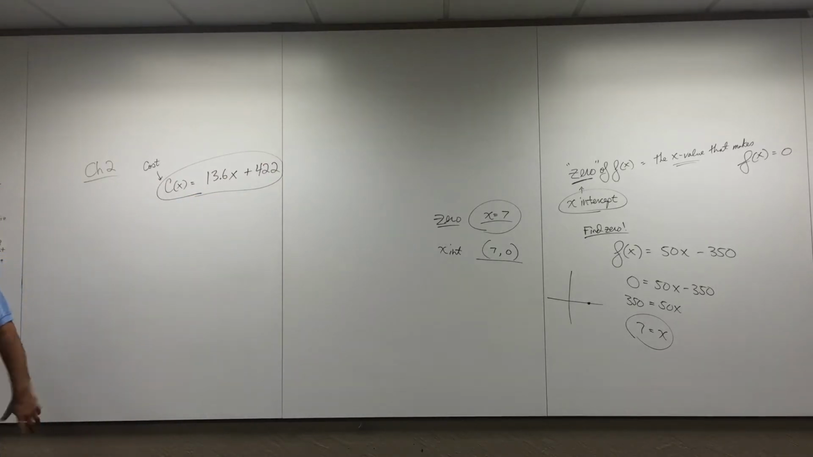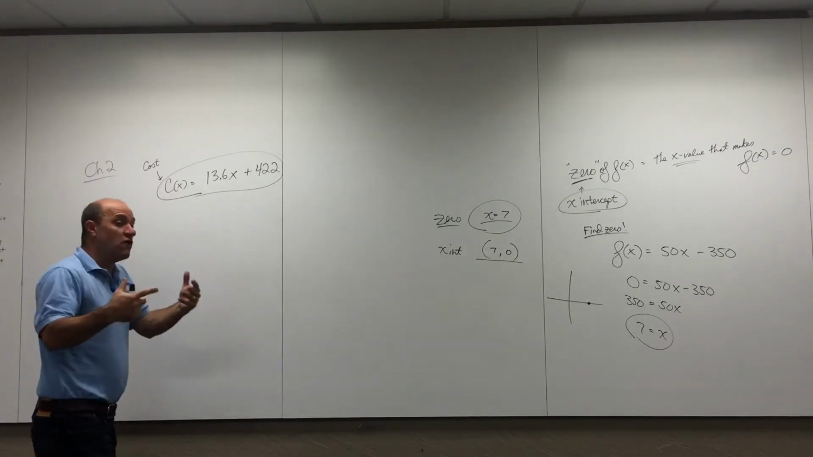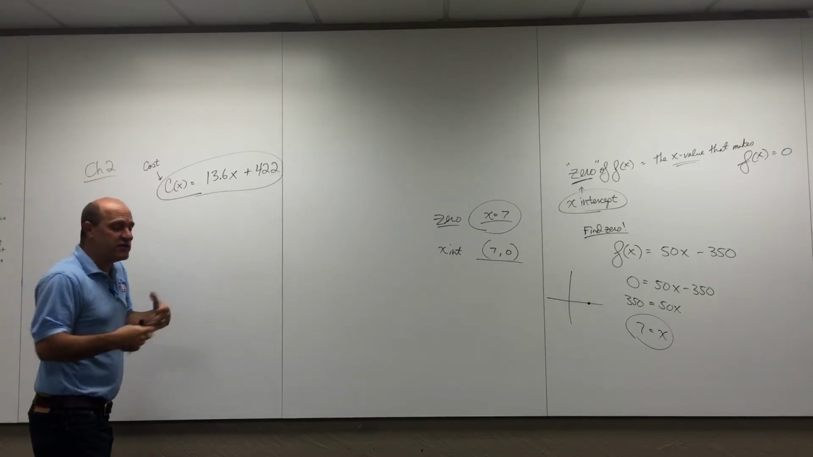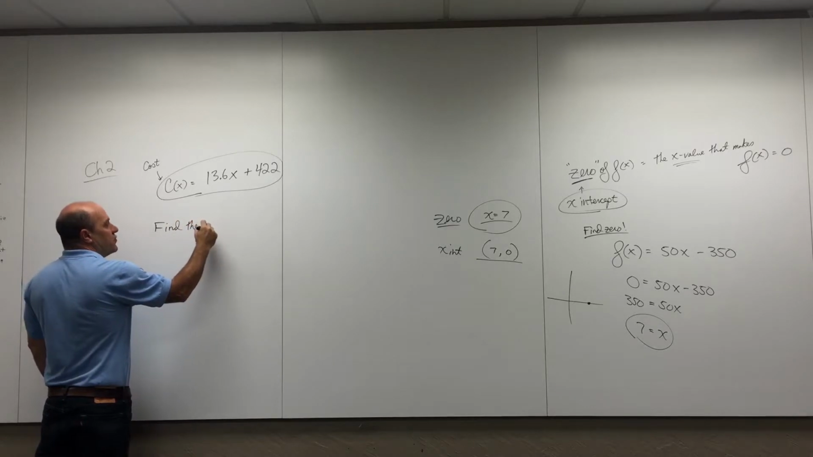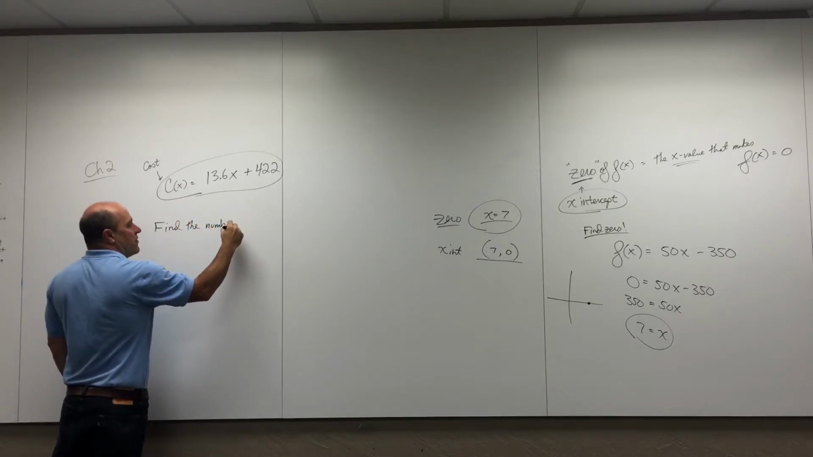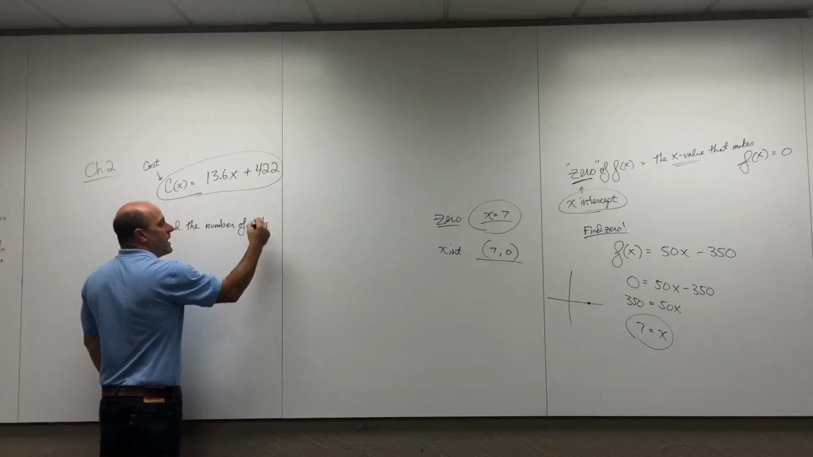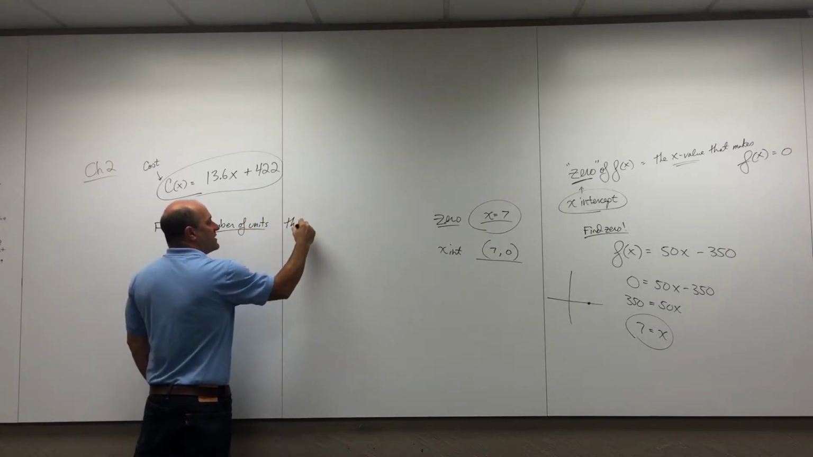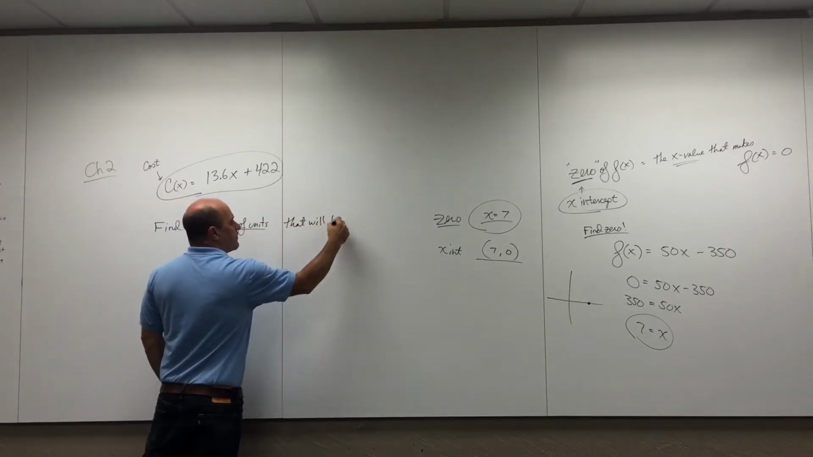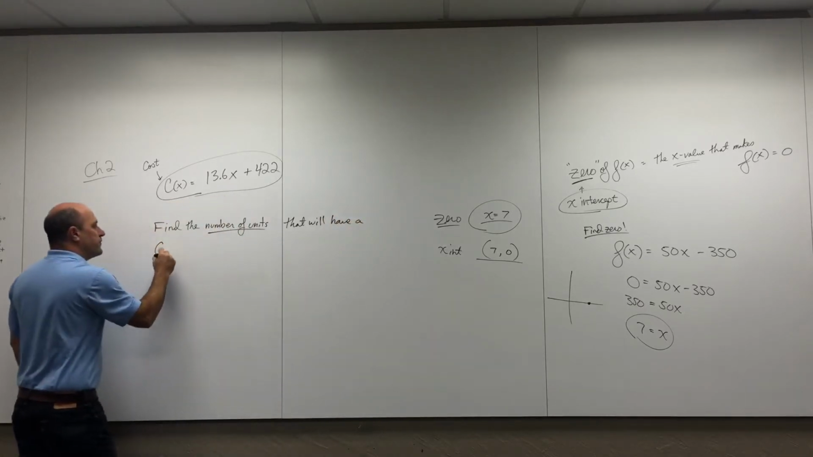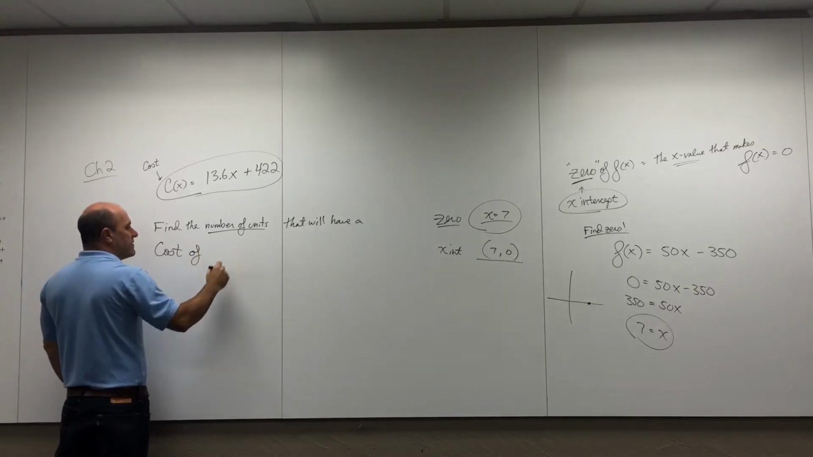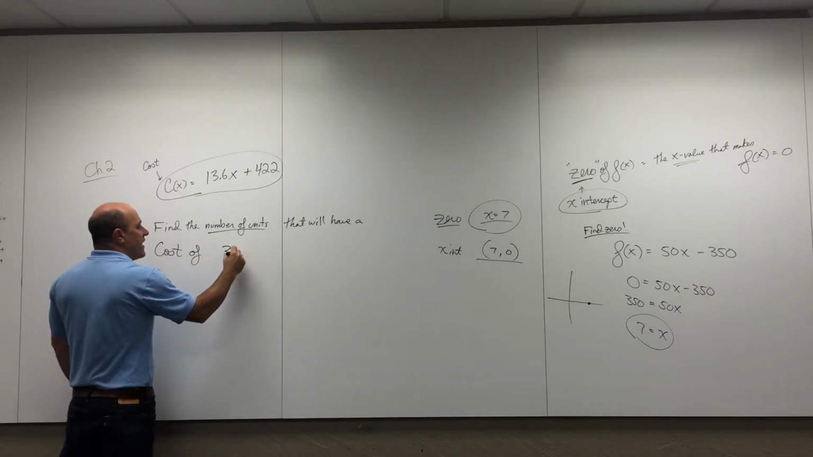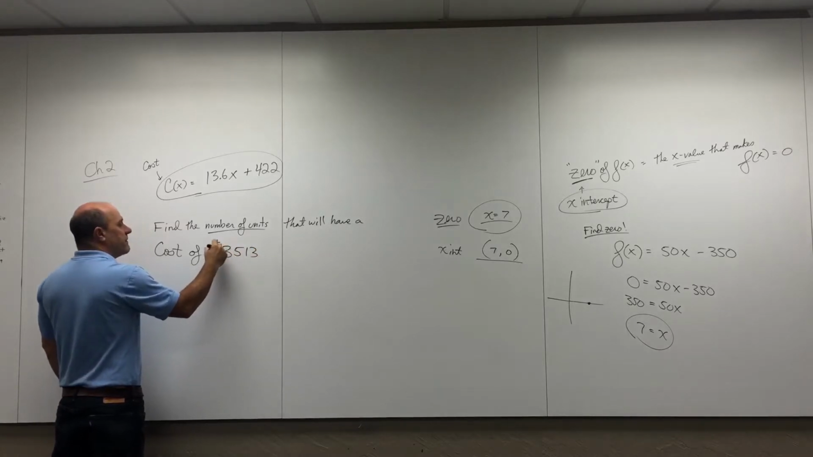Okay, this is my cost. So they can ask you this. Watch this. This makes you solve an equation. Remember, the theme here is solving an equation. So they could ask you this: find the number of units you need to build that will have a cost of $3,513.